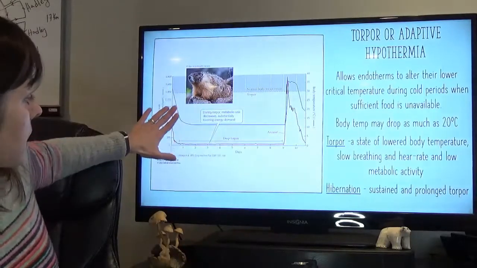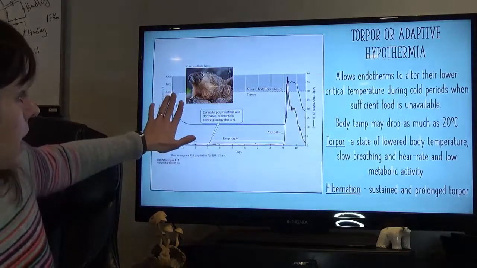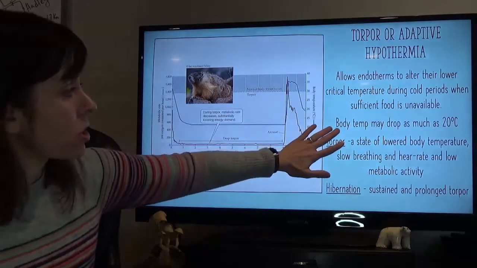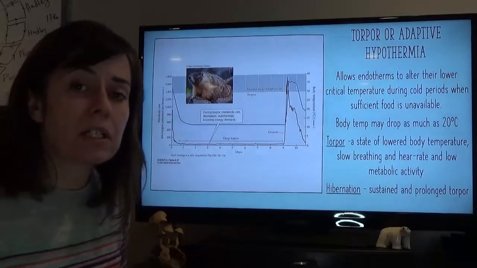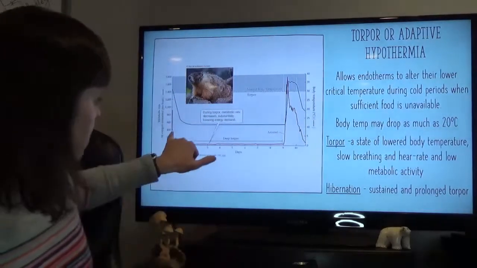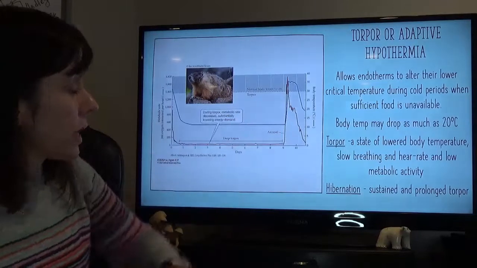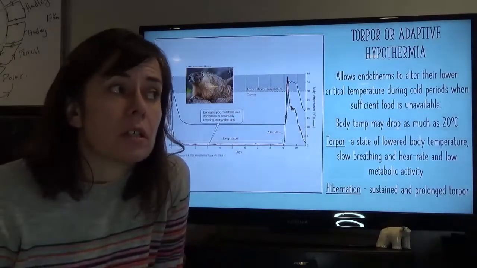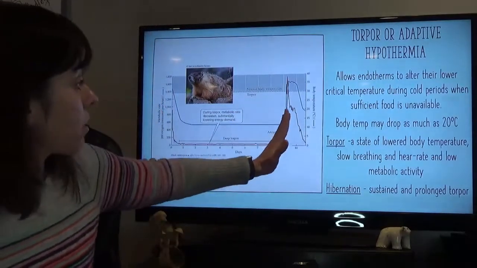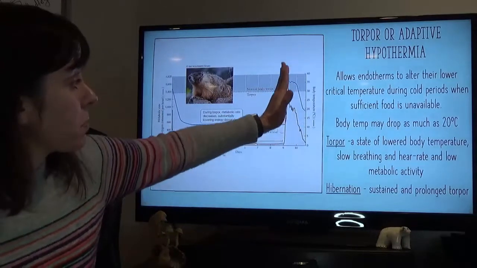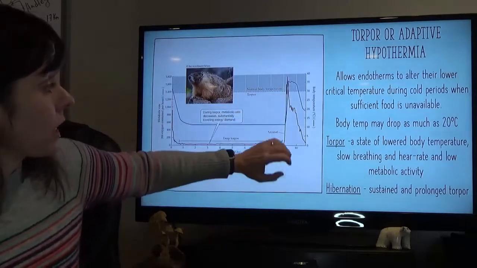But what happens is the metabolic rate decreases and the body temperature decreases, sometimes by as much as 20 degrees Celsius. And so without the need to maintain that body temperature at that high level, the metabolic rate decreases. And then usually arousal occurs when temperatures increase to a certain level, and you can see that they come out of this state of torpor or hibernation much more quickly than they went into it. A sort of gradual entry and then a very rapid recovery.